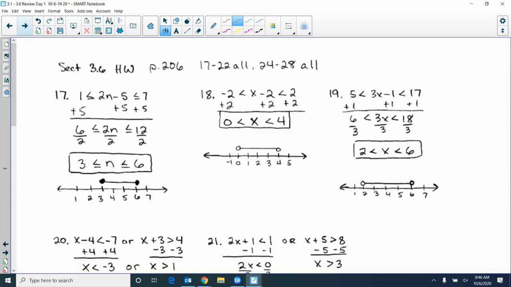All right, here's kind of the answer key. Take a look at what you got. See if it matches up as we go through here. So take a look at 17, 18, and 19. Okay, and then if you didn't have any graphs, put in a full graph now for this. Okay, so you have those.